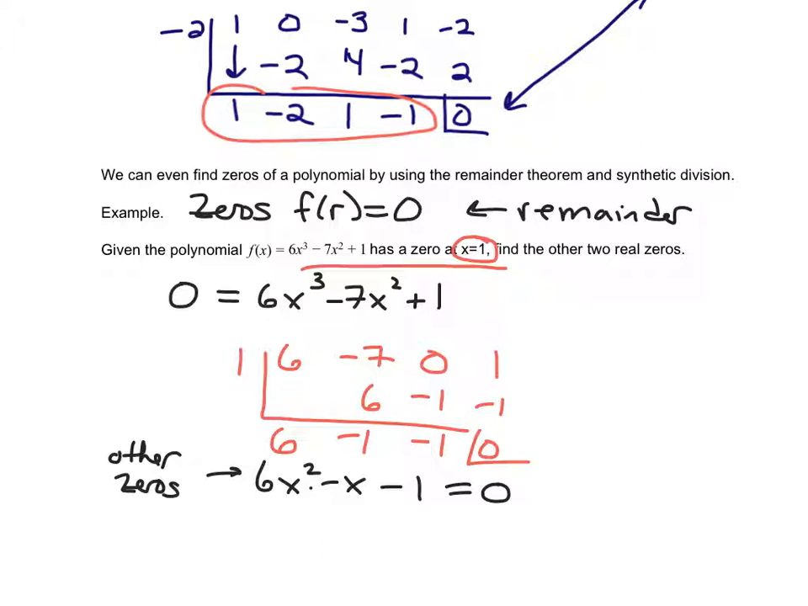So now we have a quadratic, you'll notice. So I divided out the 1 because I knew it had a remainder of 0. And so I get this polynomial I can now solve. Now, this is like stuff we did in section 1. So you can use the quadratic formula. You can factor, whatever you want. I'm simply just going to factor this to find my other two zeros.